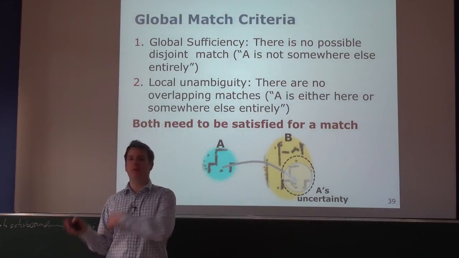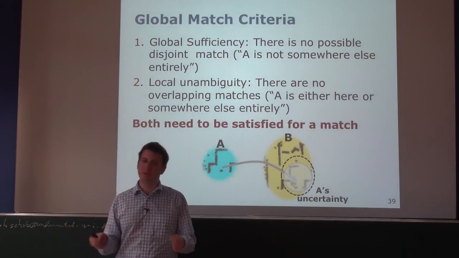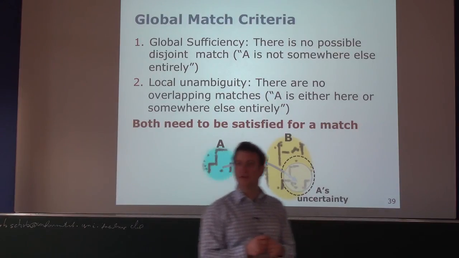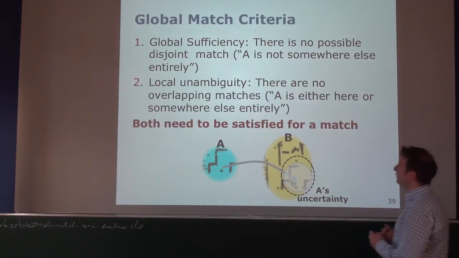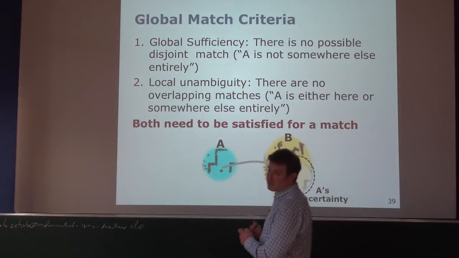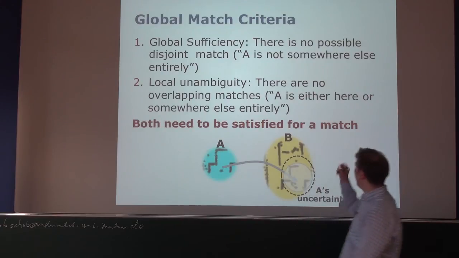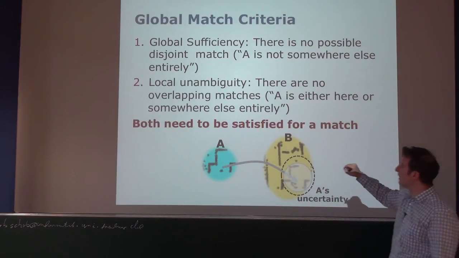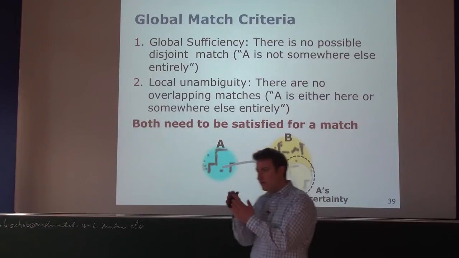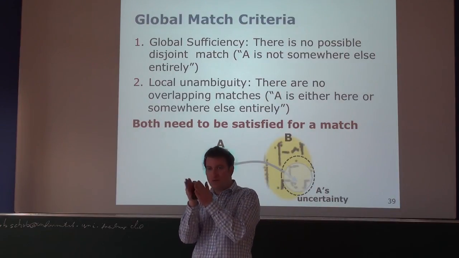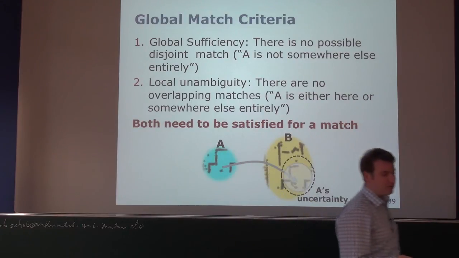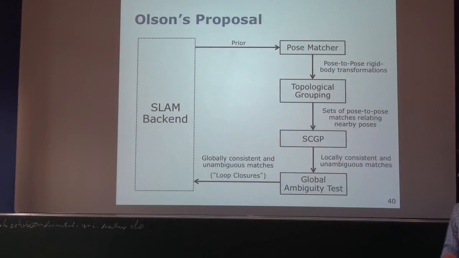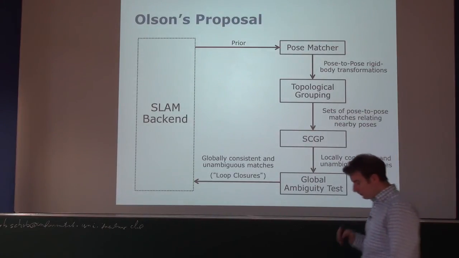That means A cannot be completely somewhere else. There's no possibility that A can be somewhere at a completely different place. And the second thing, we want to have local unambiguity. So there are no overlapping matches. A is either here or somewhere else entirely. I cannot, by just rearranging the scans a little bit, find another good match. These are two things I want to avoid, or I want to make sure that both conditions actually hold.